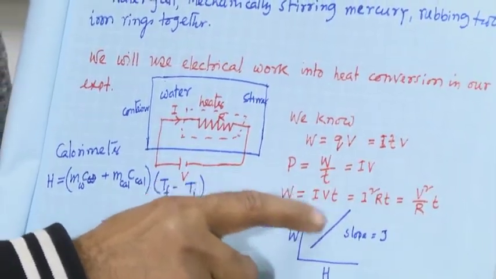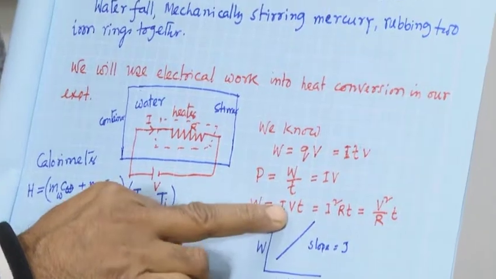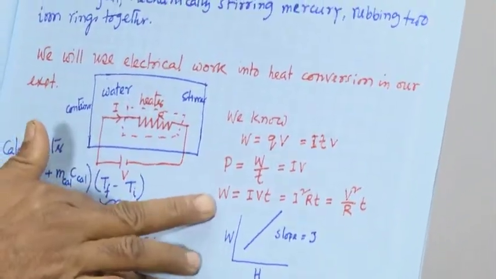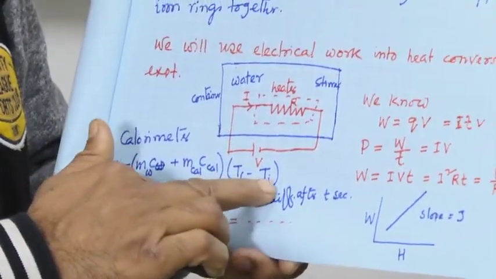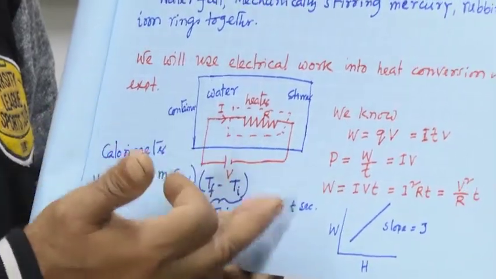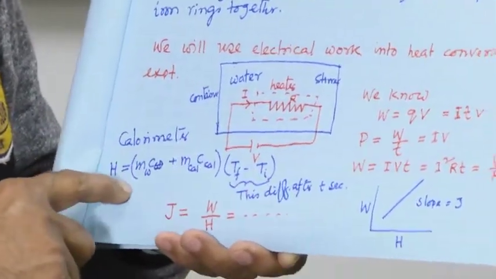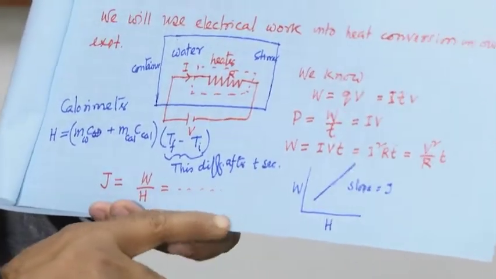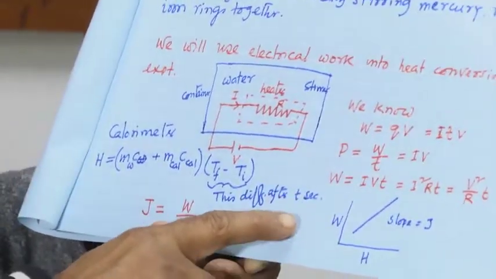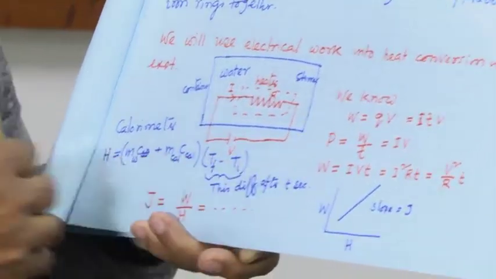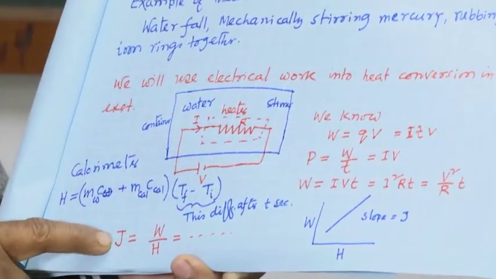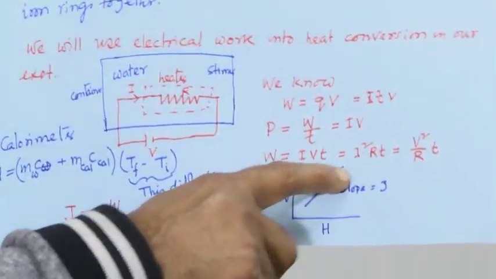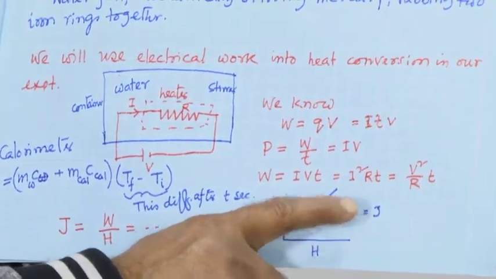So for 4, 5, 6 values of this I, V, T, or one of them, okay? That means we'll get 4, 5, 6 work done values, and the corresponding heat, just by noting down the temperature difference for a time T. So we'll get the corresponding heat, okay? So we'll plot work done W versus the heat H, okay? And now, from this slope, you have seen that W by H is J, right? So we are plotting here W versus H. Now we'll find out the slope of this straight line. Basically, the slope will give directly the J value.